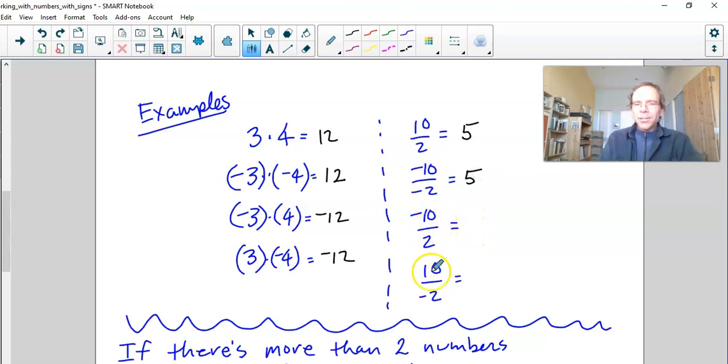And then these last 2 cases are mixed, right? We have a negative and we have a positive in both of them. So the end result is going to be negative. We still get 5, but the result is negative.